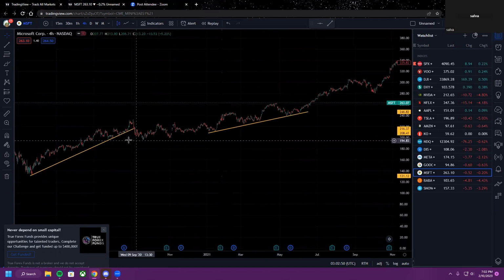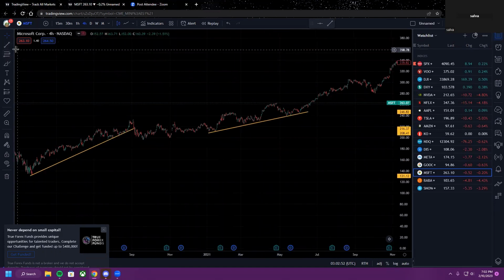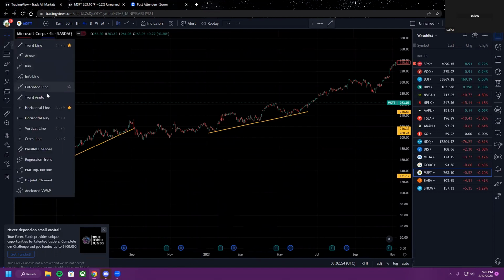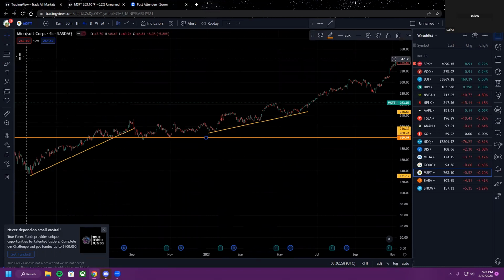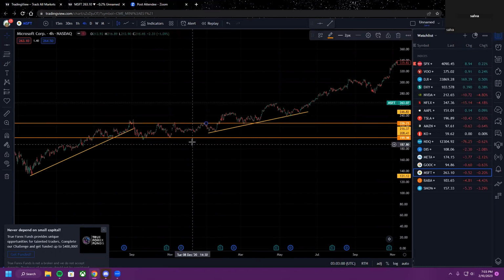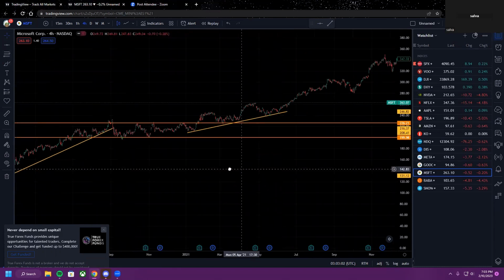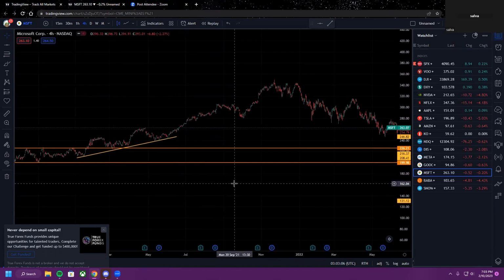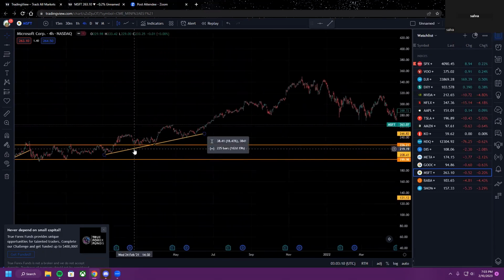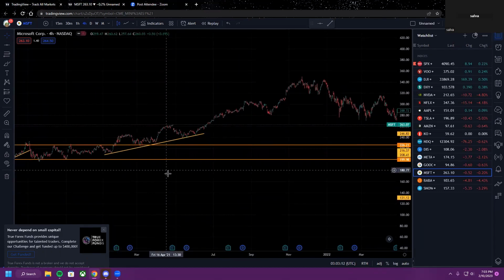I think I would call this more of a consolidation right here. That little option you drew right there, bro. How much time does that have? All right, cool, 160.